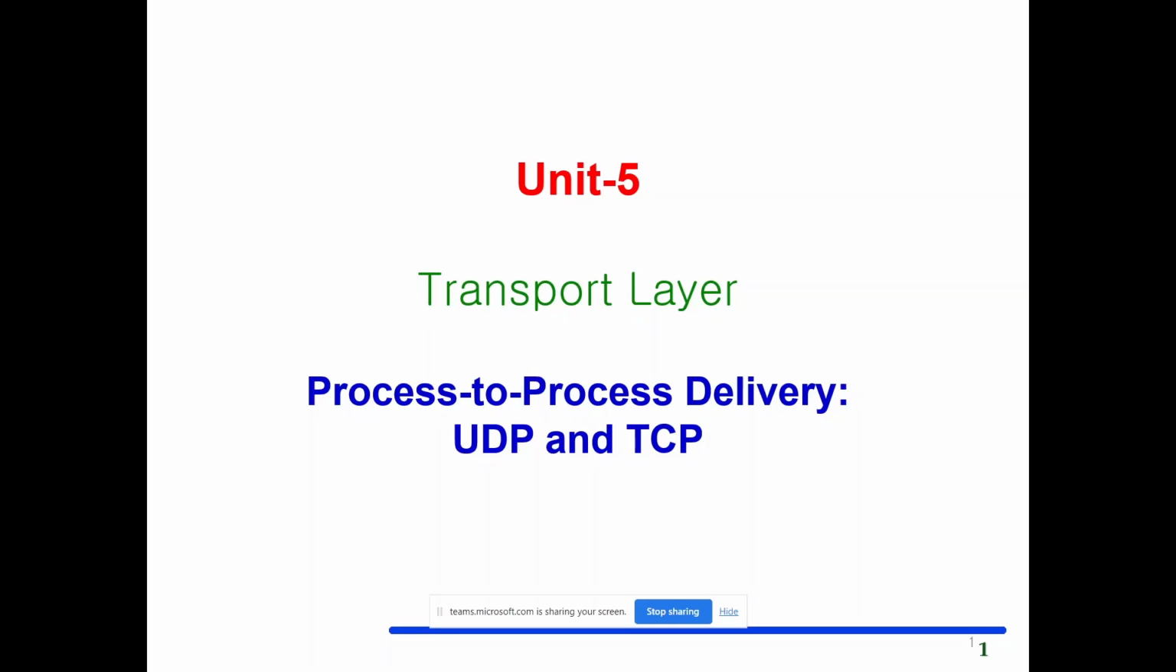It is a layer which exists above the network layer. It is actually the fourth layer in the OSI model. First we see the physical layer, after that the data link layer, after that the network layer, and after that the transport layer.